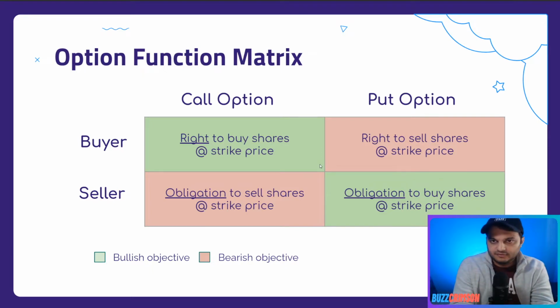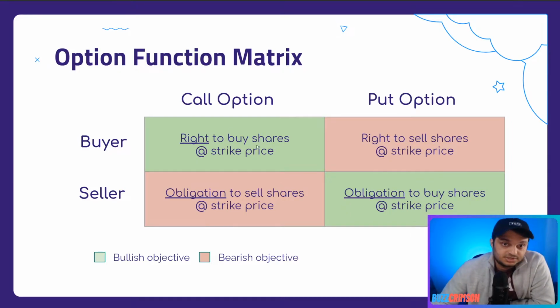So a very good way to explain that is through a matrix. Okay, so we got call option and put option, and the 2 scenarios: you're buying a call option, you're selling a call option, you're buying a put option, selling a put option. Notice the keywords. I should underline this, but essentially when you're buying a call option, you are paying to get the right to buy the underlying shares at the strike price.